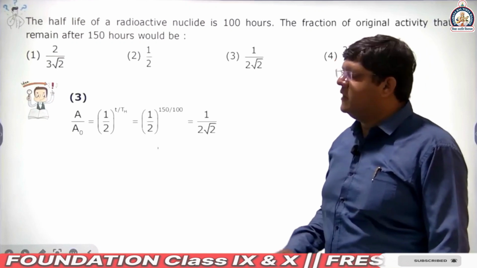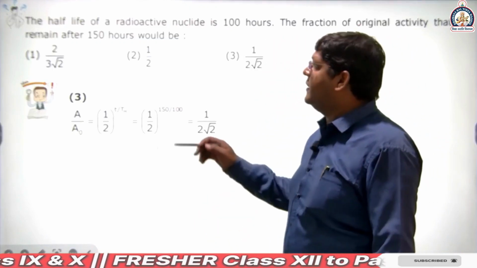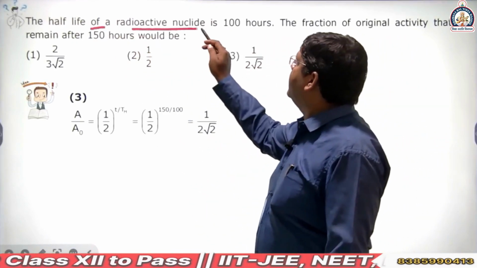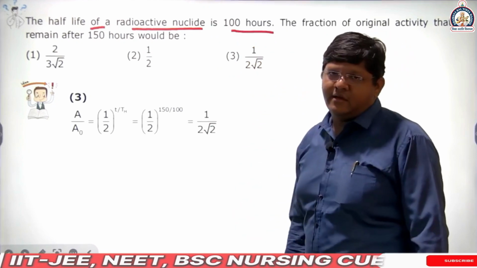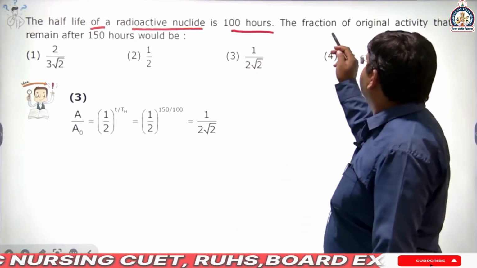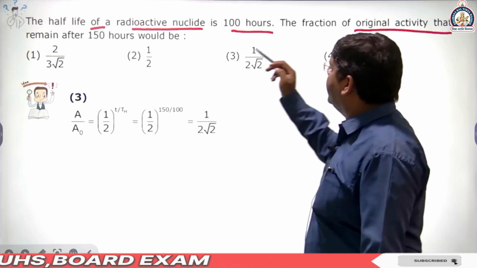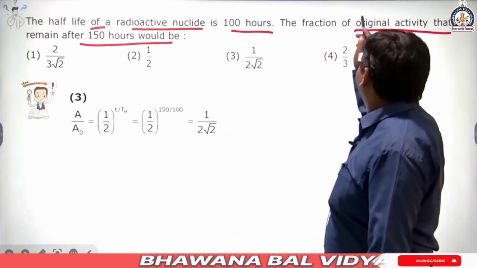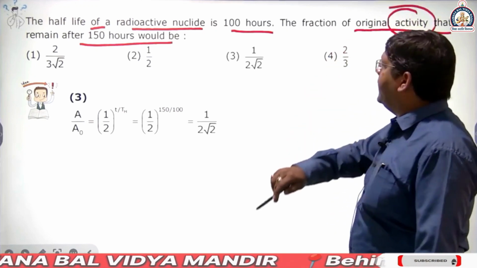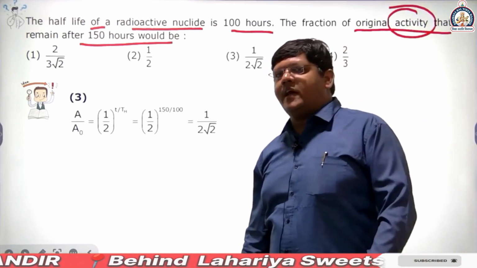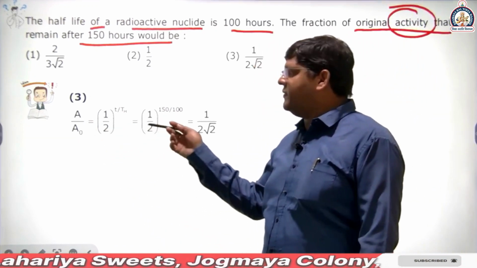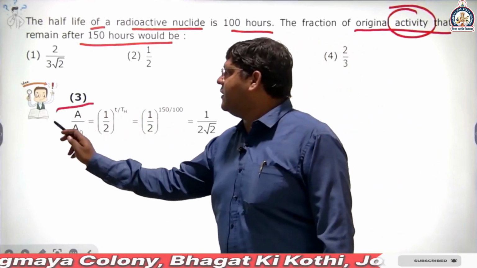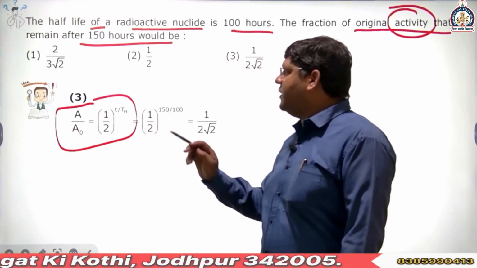Because of opposite polarities, these have a permanent dipole moment. Moving to the next part, the question is related to radioactivity. The half-life of a radioactive nuclei is 100 hours. The fraction of original activity that will remain after 150 hours will be. We have to calculate the value of activity. The direct relation between activity and half-life is A upon A naught is equal to (1 by 2) raised to T upon T H.